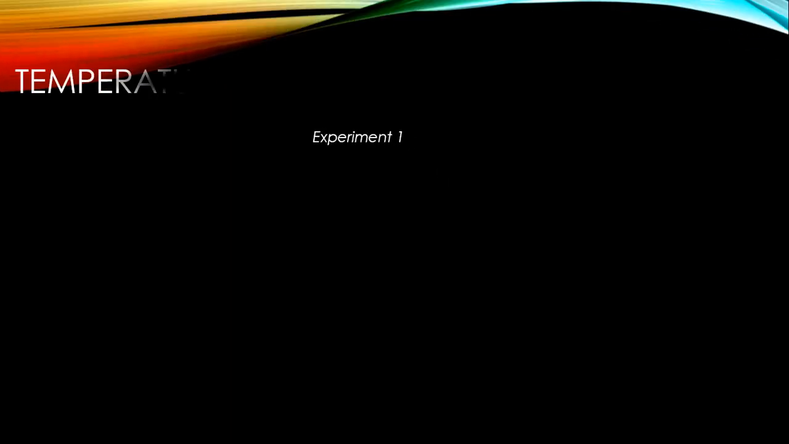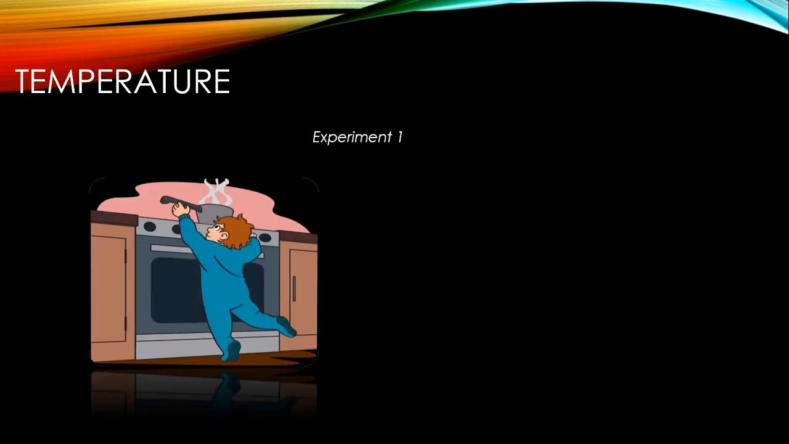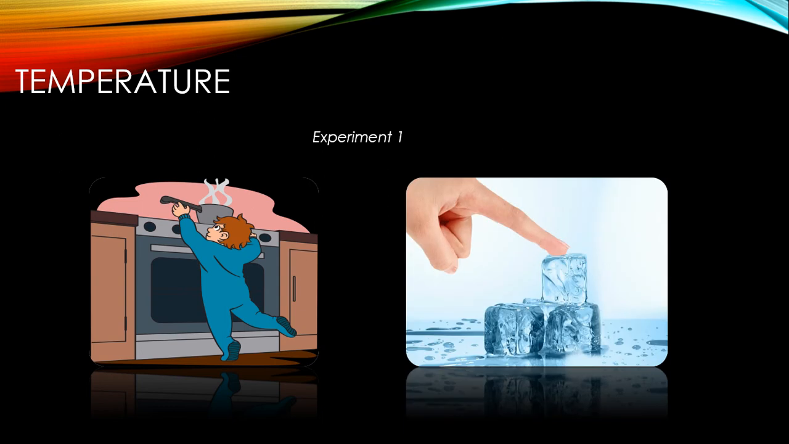Now we have experiment 1 on temperature. This experiment will help us to know exactly what temperature is. If you touch a cup of boiled water and then you touch a cube of ice, observation: the cup of boiled water feels hot while the ice cube feels cold. Conclusion: it's very important to quantify and measure the difference in warmth of objects, and this need tells us the concept of temperature.